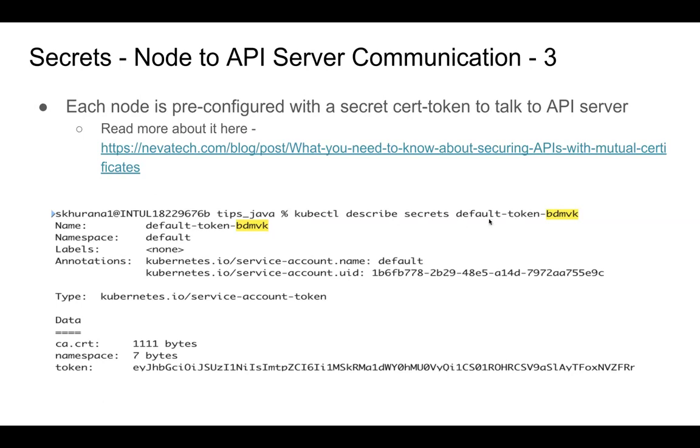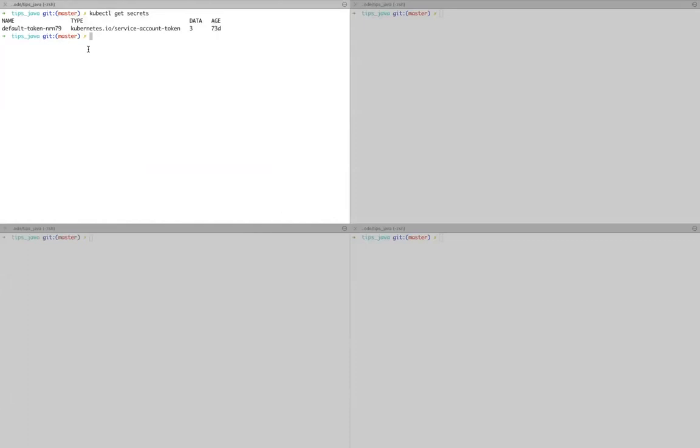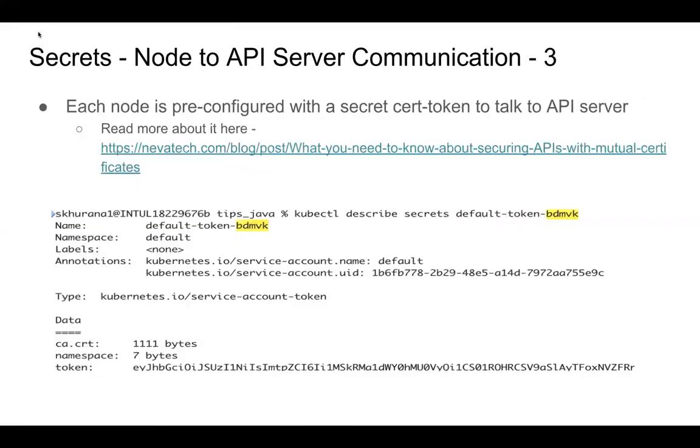You can describe the secret, and this is the name. Now I can describe the secret also. So this is the FII. This secret already exists, and it has this data: ca.crt, namespace, token, and everything.